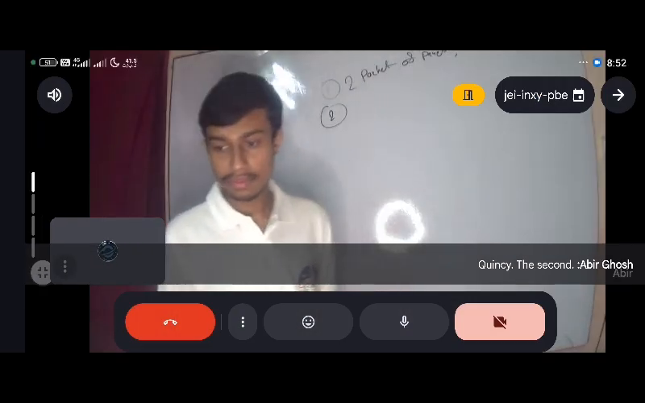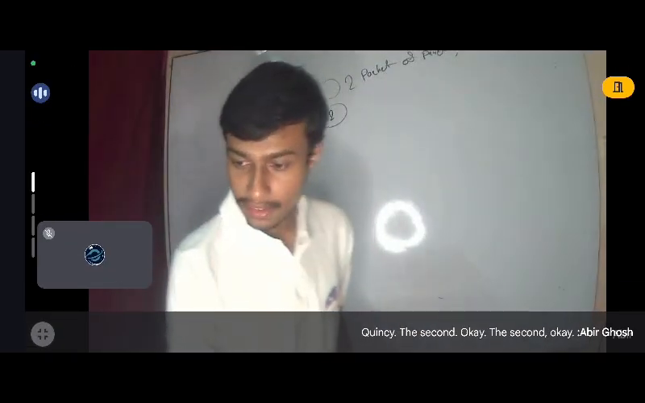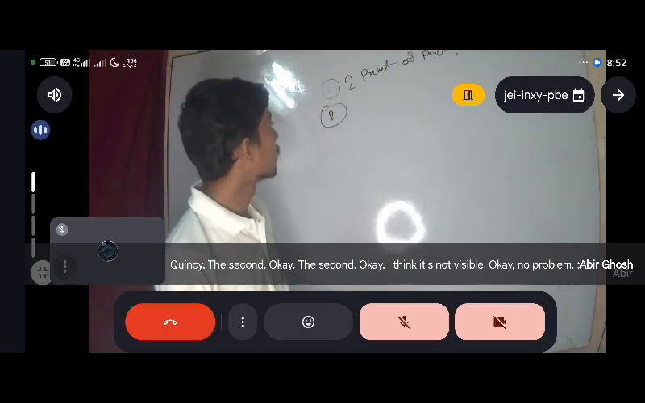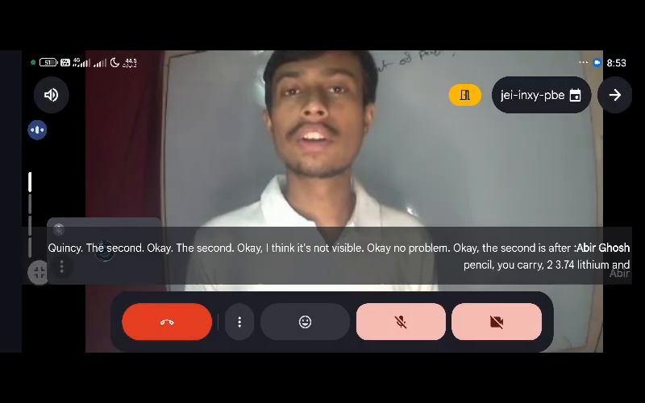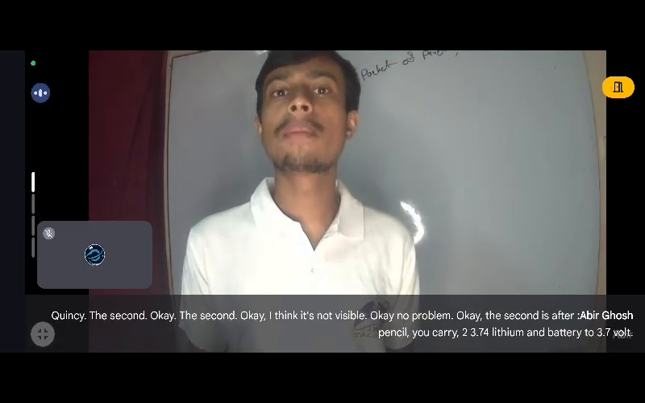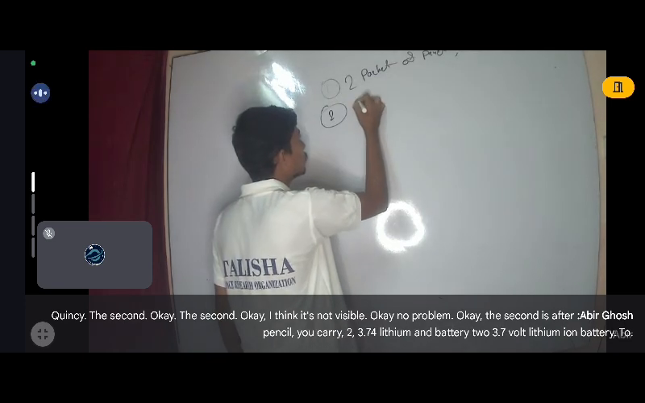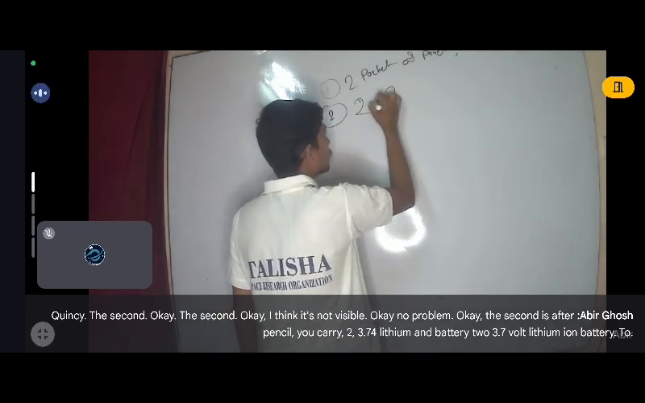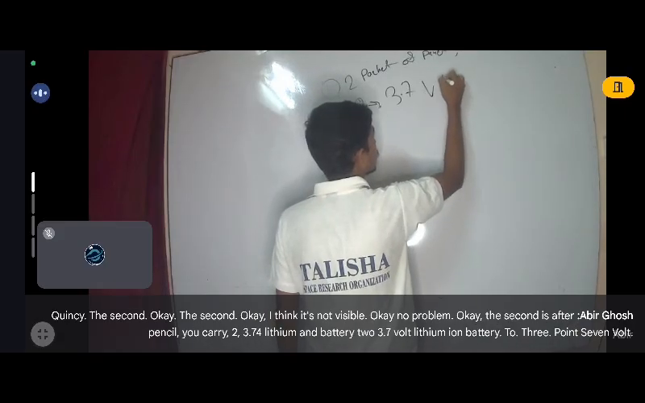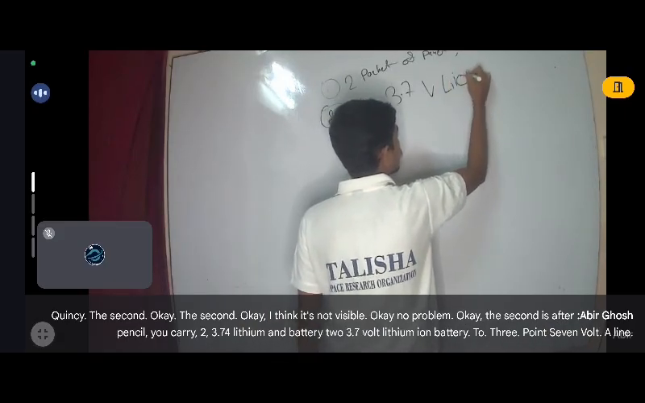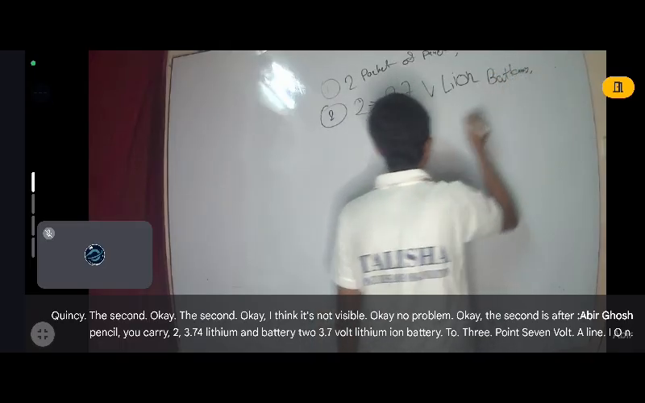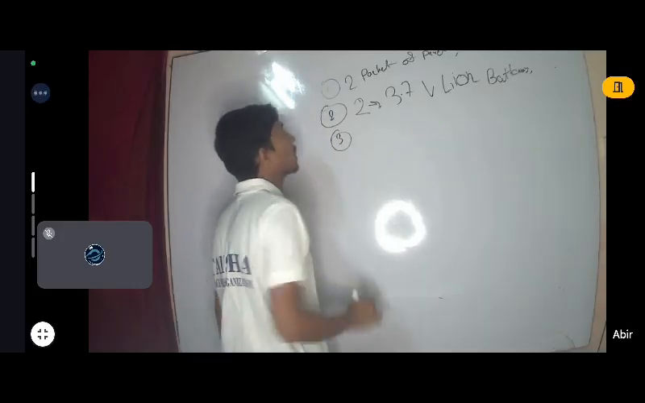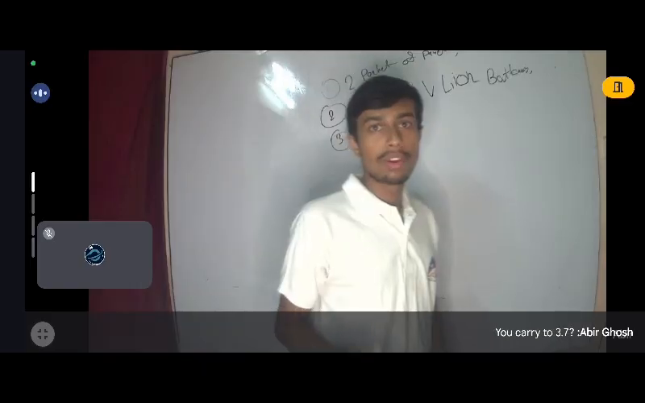The second, after the pencil, you carry two 3.7 volt lithium-ion batteries. Two 3.7 volt lithium-ion batteries. You carry two 3.7 volt lithium-ion batteries.